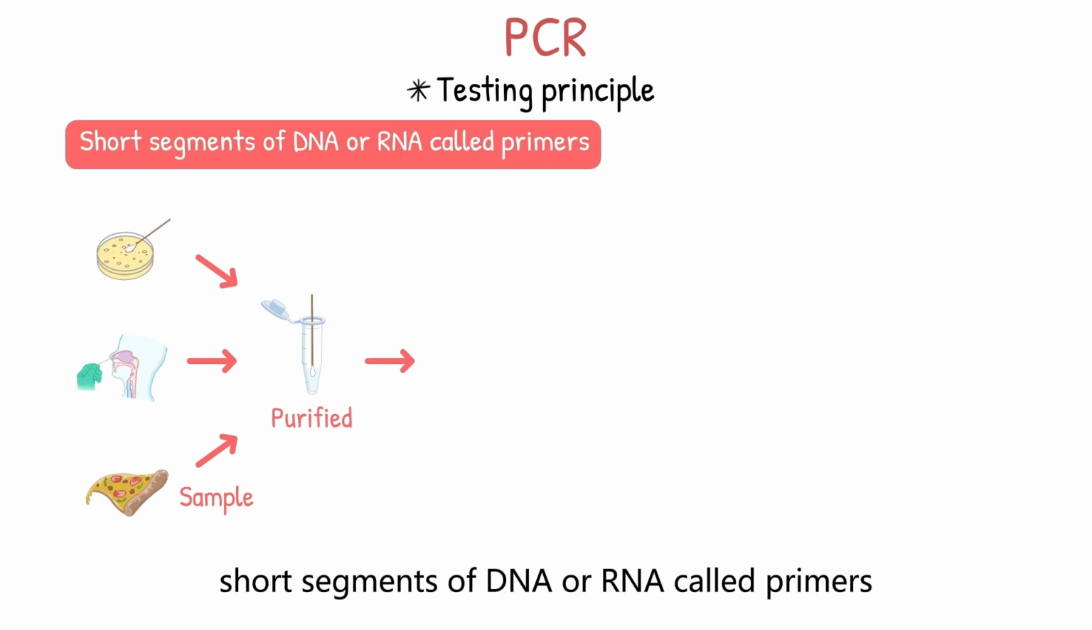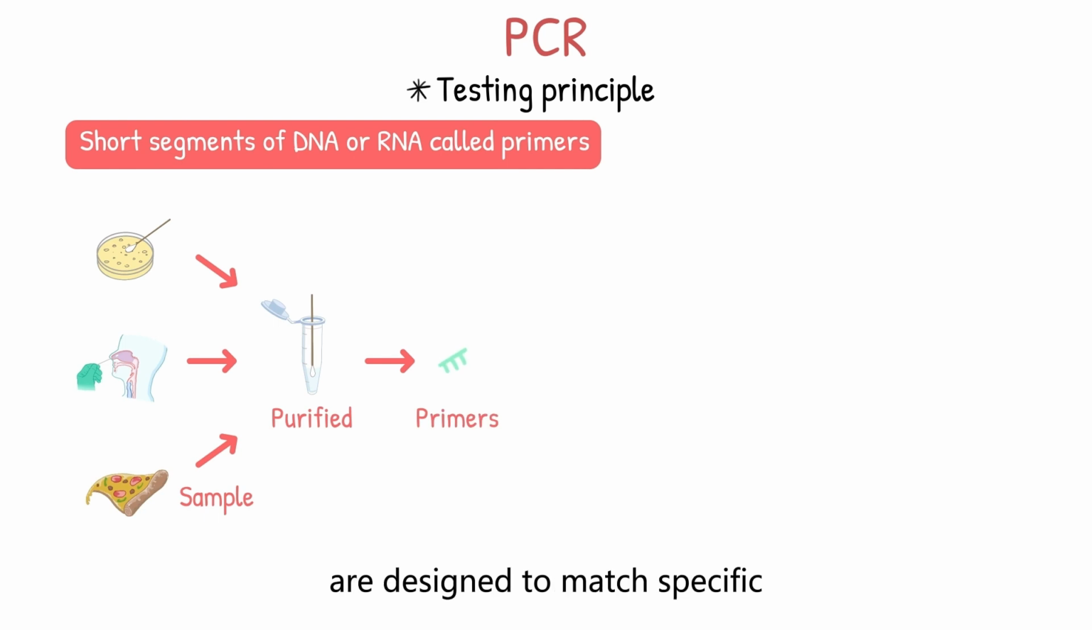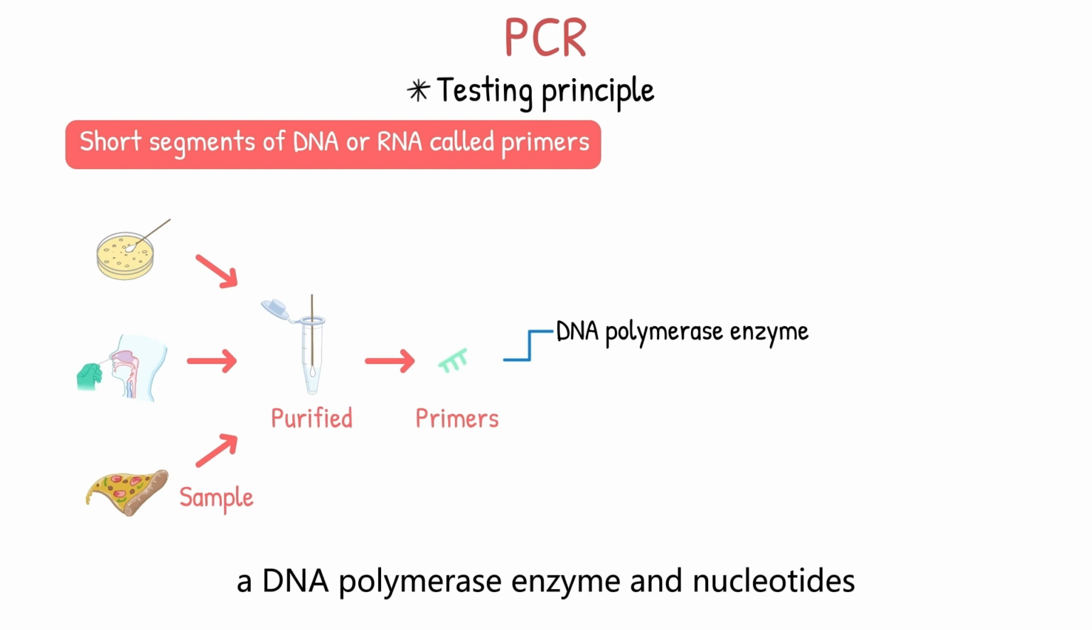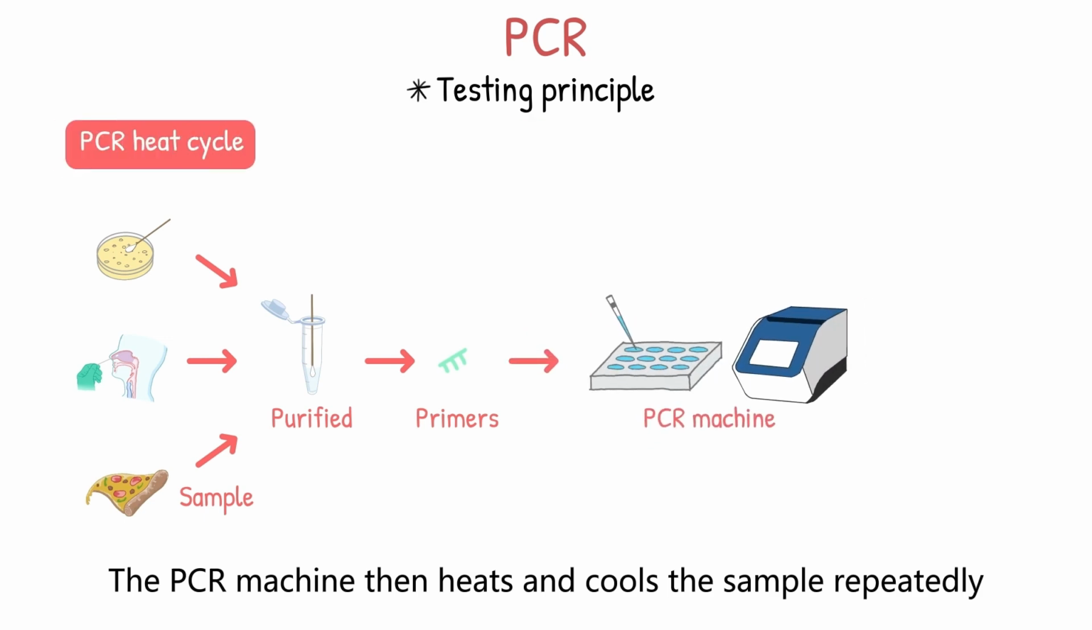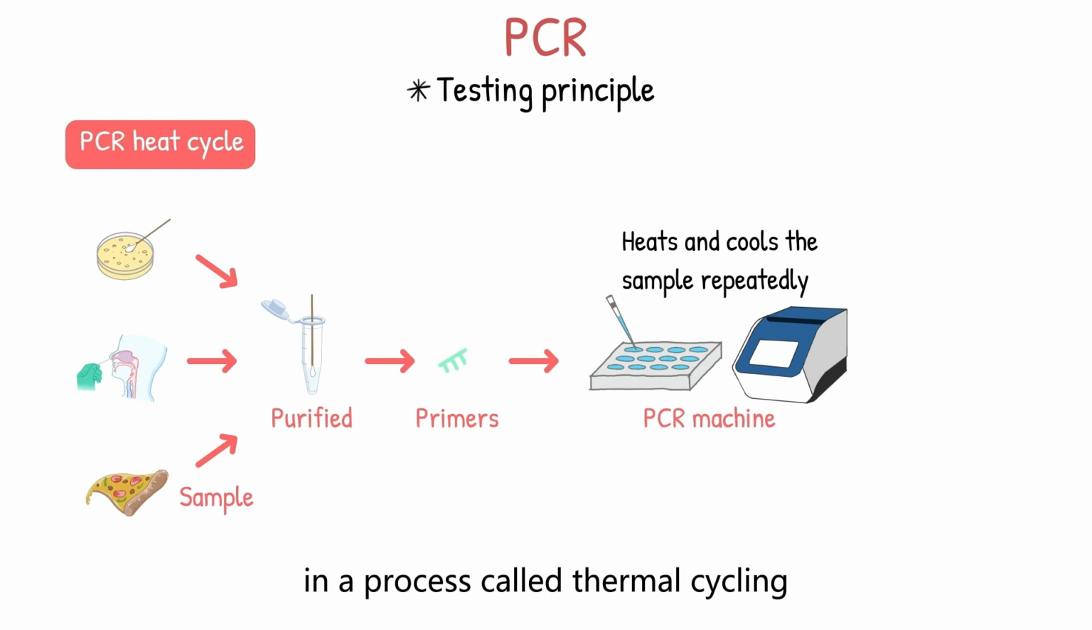Next, short segments of DNA or RNA called primers are designed to match specific regions of the genetic material of interest. These primers are added to the sample along with other components such as DNA polymerase enzyme and nucleotides, which are the building blocks of DNA or RNA. The PCR machine then heats and cools the sample repeatedly in a process called thermal cycling.